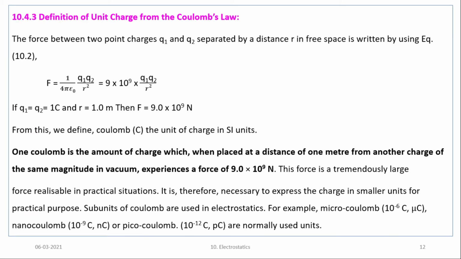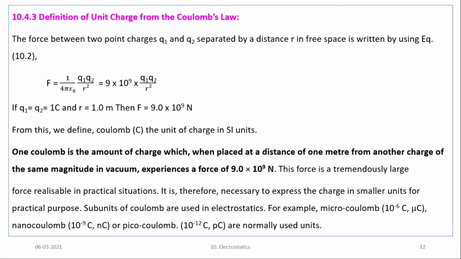Next, definition of unit charge. By Coulomb's law, the force between two point charges Q1 and Q2 separated by a distance r in free space is F is equal to 1 upon 4 pi epsilon naught Q1 Q2 upon r square equal to 9 into 10 raised to 9 into Q1 Q2 upon r square. If we take Q1 equal to Q2 equal to 1 coulomb and r is equal to 1 meter, then we get the force of interaction F is equal to 9 into 10 raised to 9 Newton.